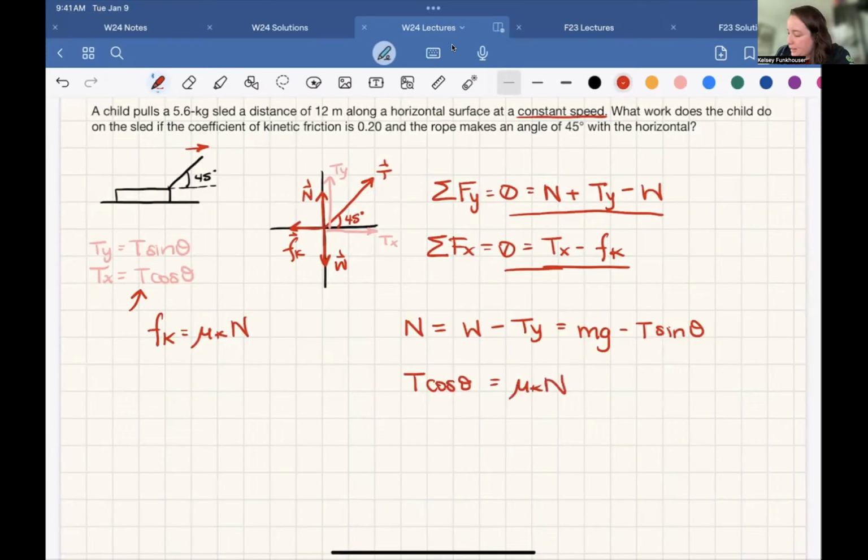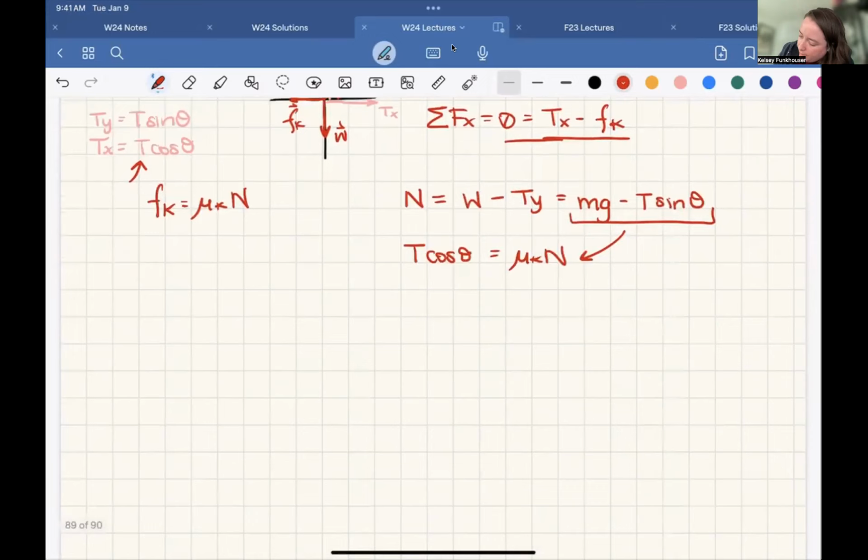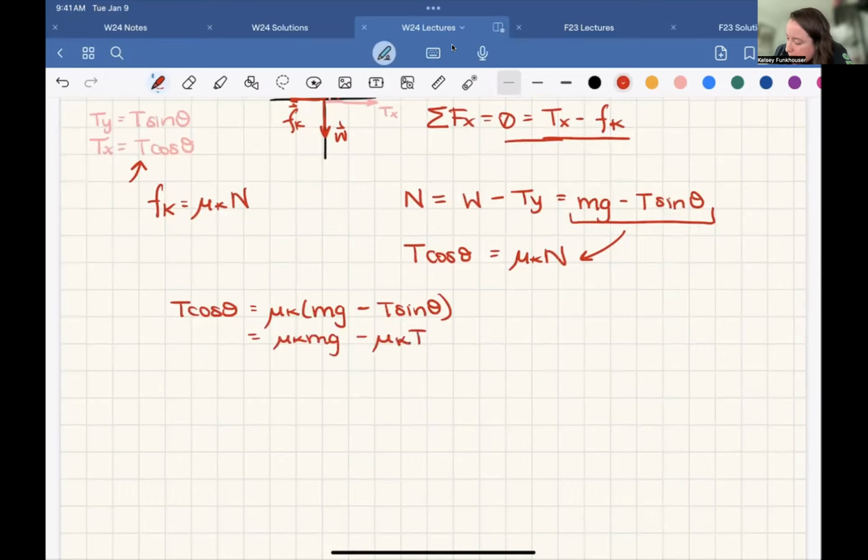So we can plug in those two here. Let's do that. We have T cosine theta equals mu k times (mg minus T sine theta). Again, we're solving for the tension here because before we can find the work, we need to know the value of the force. So I'm going to distribute this mu k, mg minus mu k T sine theta, and then I'm going to add mu k T sine theta to both sides because I want to get tension all by itself.